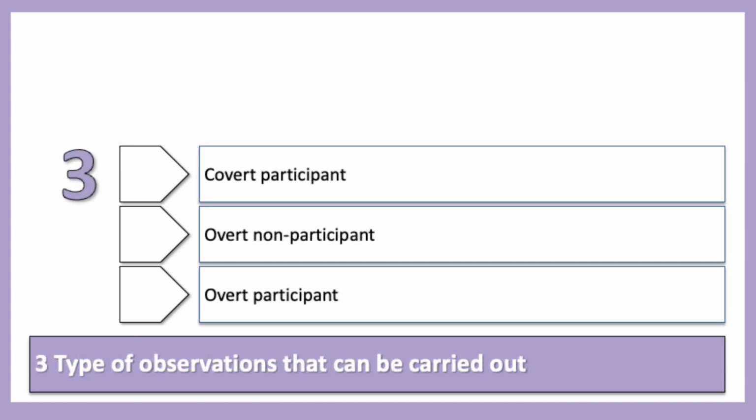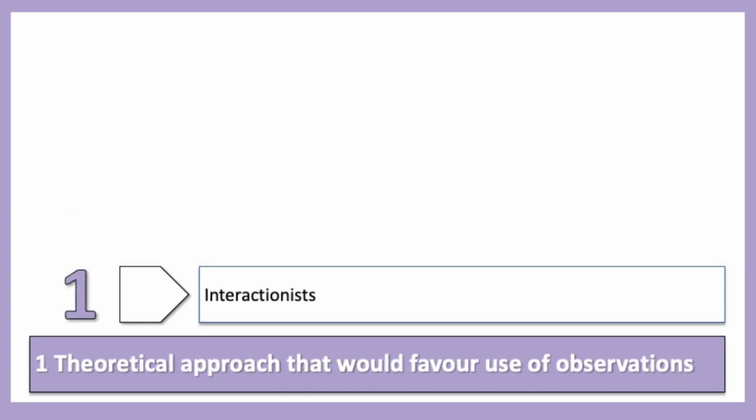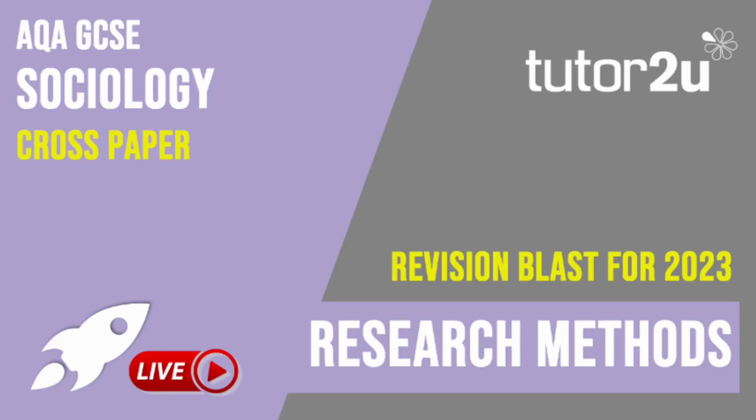3 types of observation that can be carried out would be covert participation, overt non-participation, and overt participation. 2 research studies that have used observations are Ball with his beachside comprehensive observation and Willis learning to labour. And 1 theoretical approach that would favour the use of observation would be interactionists who are interested in the relationship between things.